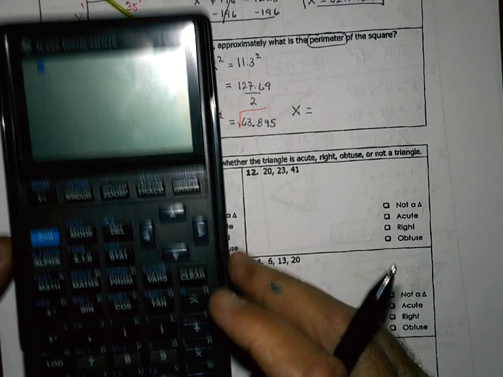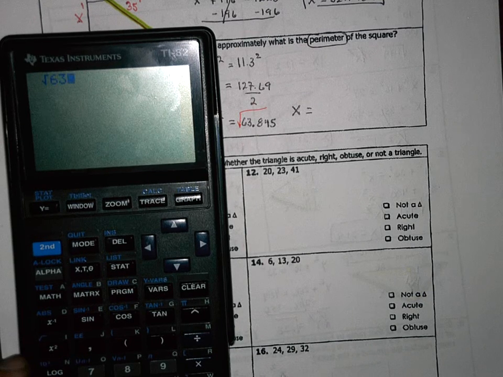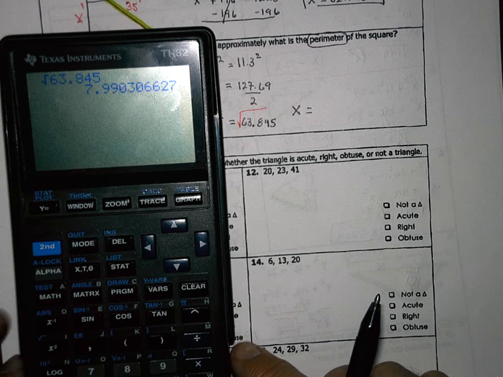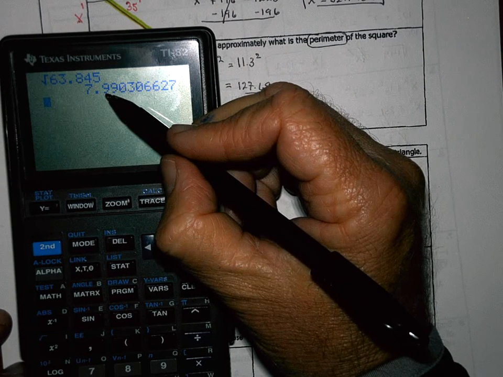And x is equal to the square root of 63.845. There's my gigantic calculator. The square root of 63.845 is equal to, and I'm going to round, that 9 would round that to a 0, but I have to round that up. So notice you get x is equal to 8.